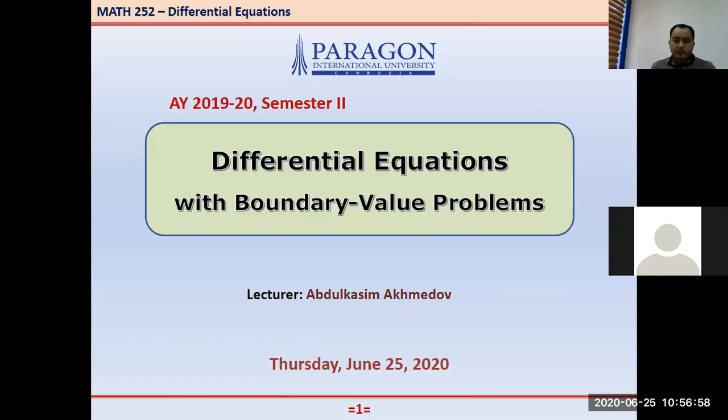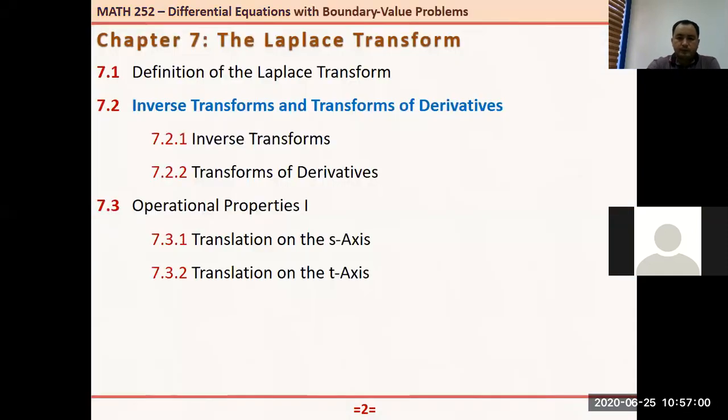Okay, gentlemen, let's continue. So we'll talk about inverse transforms and transforms of derivatives. We will talk about the second part, transforms of derivatives. Now we are going to see two examples related to transforms of derivatives.